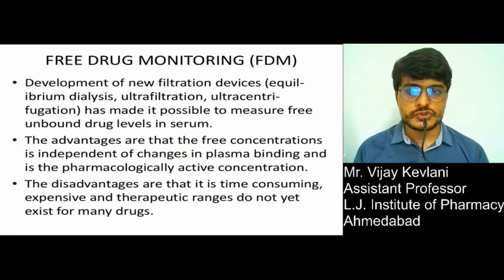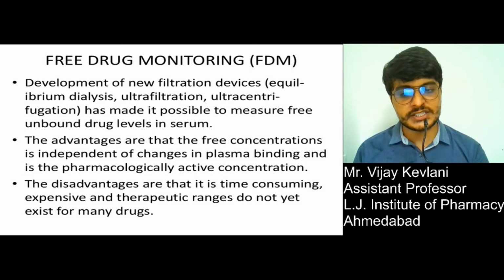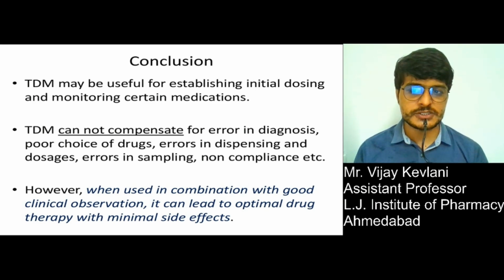Free drug monitoring. So, development of a new filtration device has made it possible to measure free unbound drug level in serum. The advantages are that the free concentration is independent of changes in plasma binding and is the pharmacologically active concentration. The disadvantages are that it is time consuming, expensive, and therapeutic ranges do not yet exist for many drugs. Conclusion. So, therapeutic drug monitoring may be useful for establishing initial dosing and monitoring certain medications.